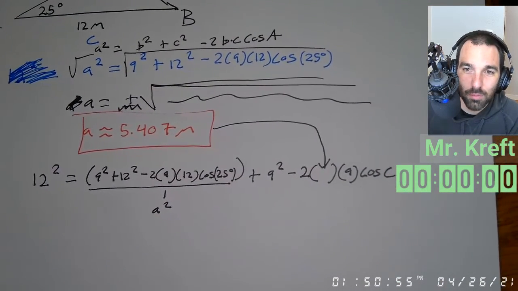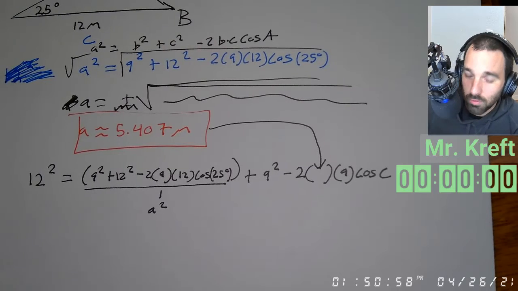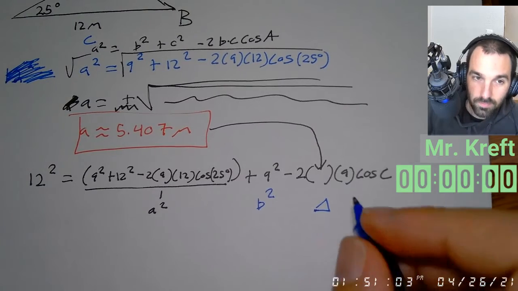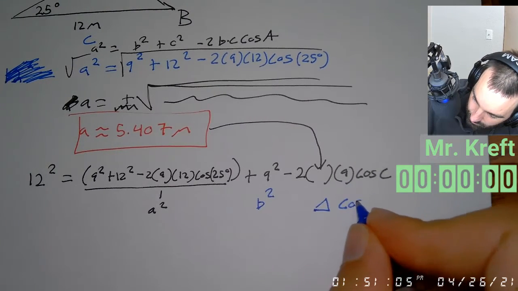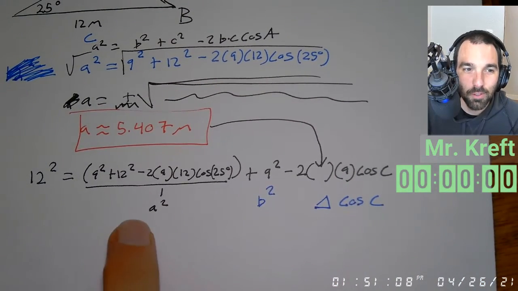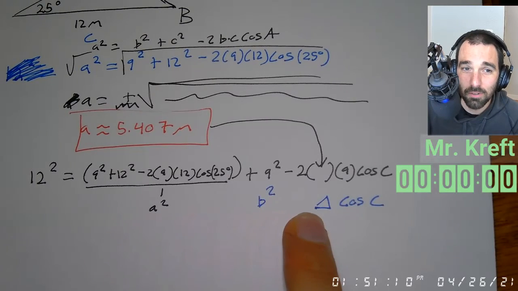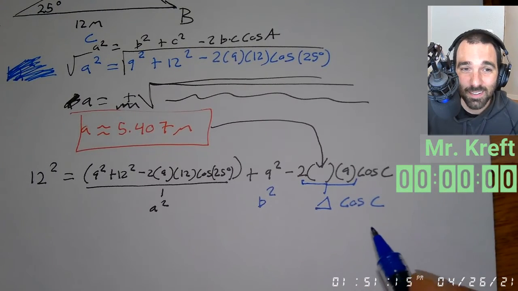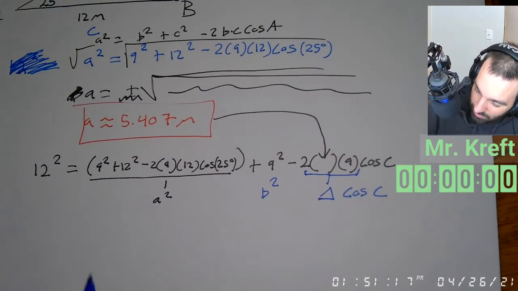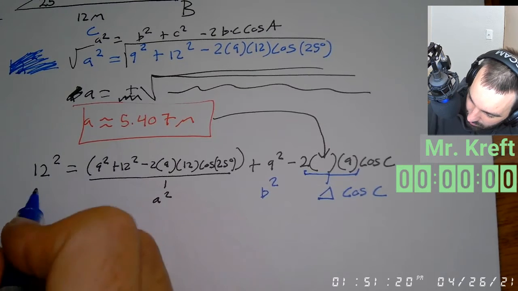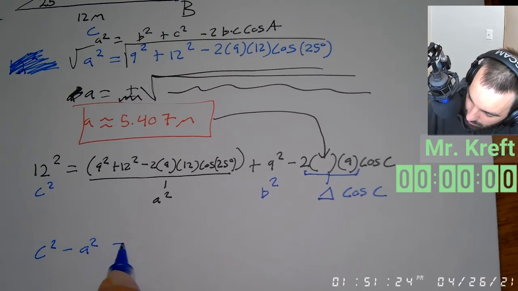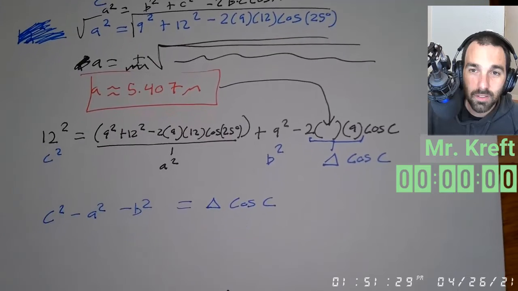All right, you guys want to see a little nifty trick to help speed things up? You use substitution. Okay, so I'm going to call this a squared. I'm going to call this b squared. I'm going to call this triangle. And then this is cosine of c. So I'm going to have c squared minus a squared minus b squared equals triangle cosine of c.